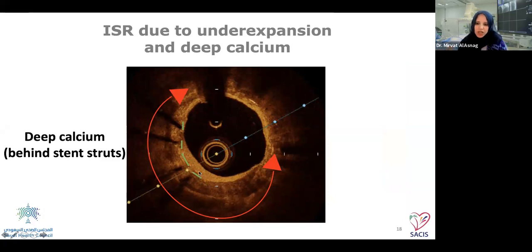So remember the picture I showed you earlier where you actually saw the calcium in front of the stent closer to the lumen. This is behind the stent. So you know that this is under expansion because of deeper calcium. So now your options are different. So you want something like IVL or what have you to reach below it.